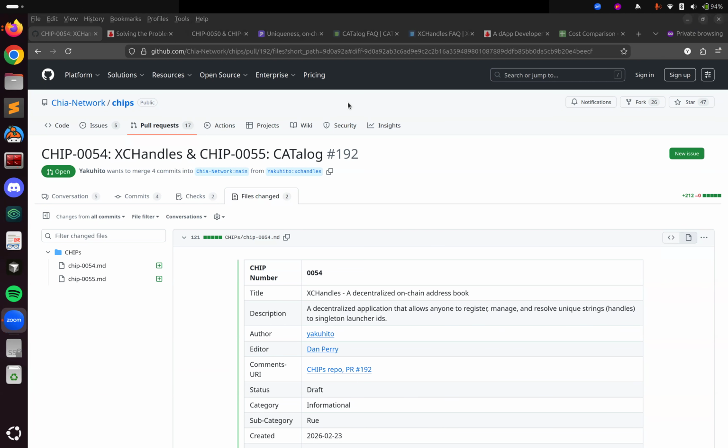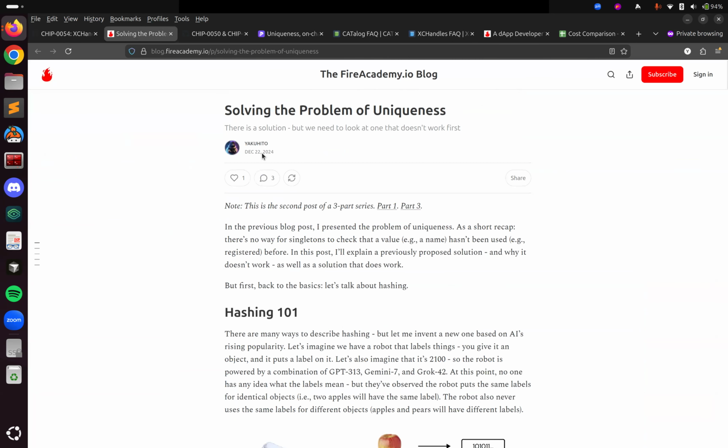Awesome. So, hello everyone. Today I'm introducing two chips describing two decentralized applications, which I've been working on and refining for a while, so I'm very excited to see these chips going. For some context, a little over a year ago, I introduced a series of posts that addressed something I call the problem of uniqueness on Chia. The summary is that there was no technique for decentralized applications on Chia to have some capabilities that turned out to be quite important.